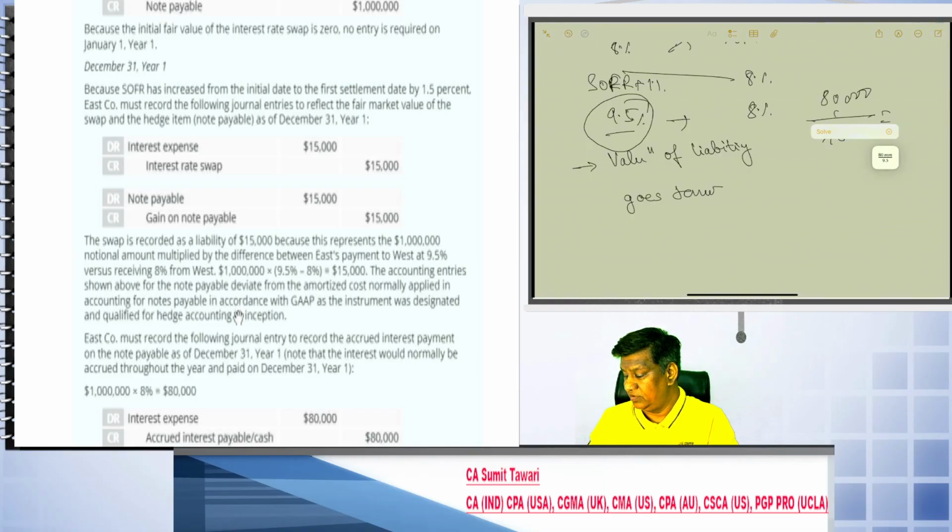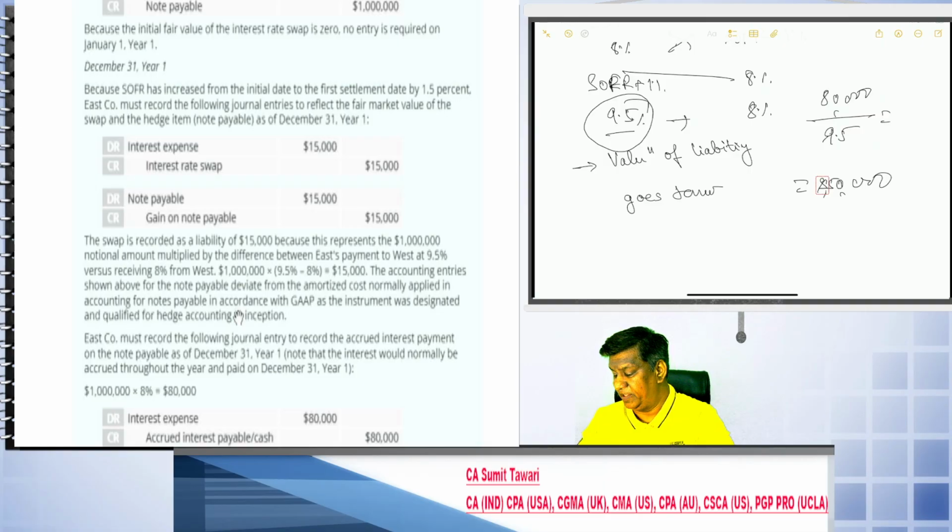So it is roughly 850,000. See what happens if 8% is the market rate. Okay, so 80,000 divided by 8% would be the valuation of the liability. So it is again 1 million. But if the market interest rate is 9.5% and we are paying the 80,000 interest, the valuation goes down, which is approximately reduced by 15,000.